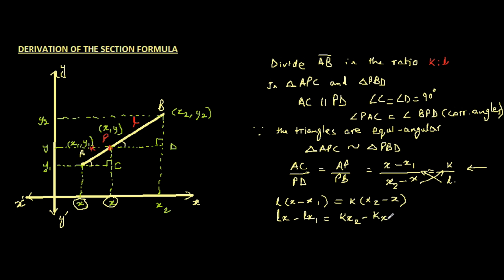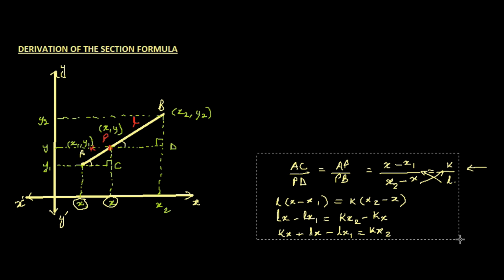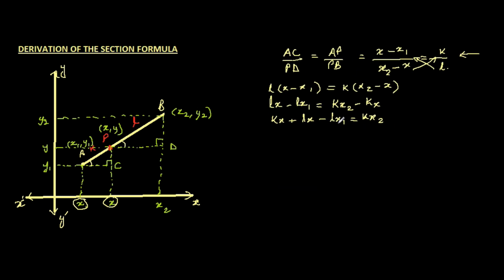Now since I need to find the value of x, let's bring the x's to one side and the other things to the other side. So I add kx to both the sides. So I get kx plus lx minus lx1. That should give me kx2. And because we are running out of space here, let's delete these things and move these things on top. Okay, now I need only the x's on one side, so I don't need this term lx1 on this side. So to cancel this out from the left hand side, all we have to do is to add lx1 to both the sides of the equation. So I get kx plus lx equal to lx1 plus kx2.